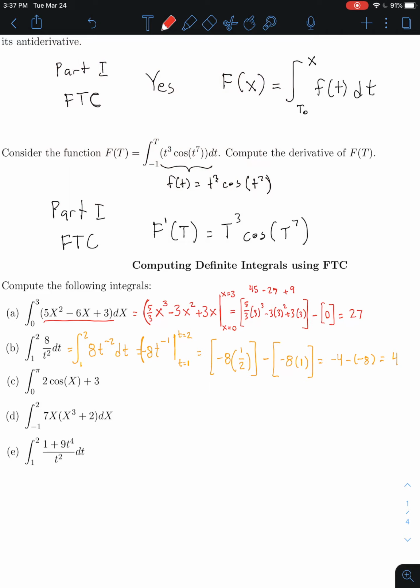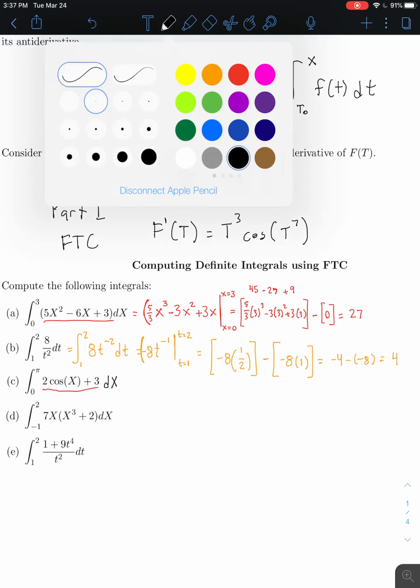Taking a look at the third, again, we want to start by taking the antiderivative of this function. Here we're missing a dx, so we'll add that in right now.